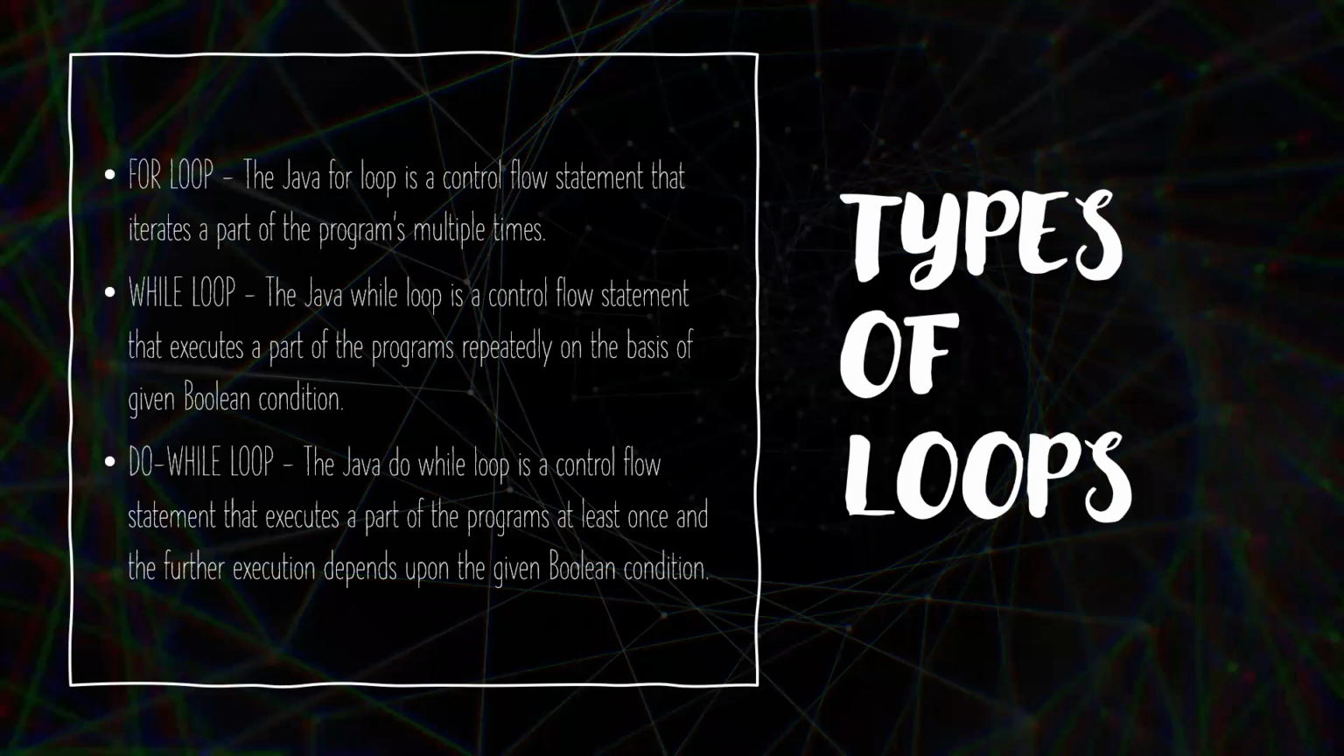There are 3 types of loops. The first loop is a for loop, which is a control flow statement that iterates or loops a part of the program multiple times. Secondly, there's the while loop, which executes a part of a program repeatedly on the basis of a given Boolean condition. And also, the number of iterations is not fixed. For the do-while loop, it's a control flow statement that executes a part of the program at least once. And then after that, it does it on the basis of the given Boolean condition.